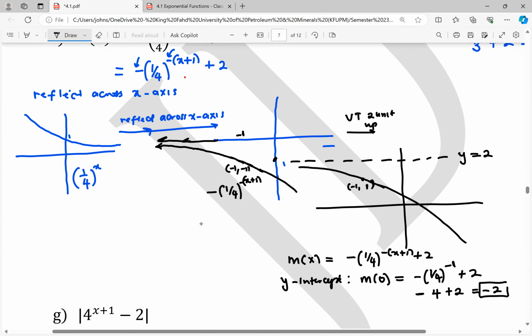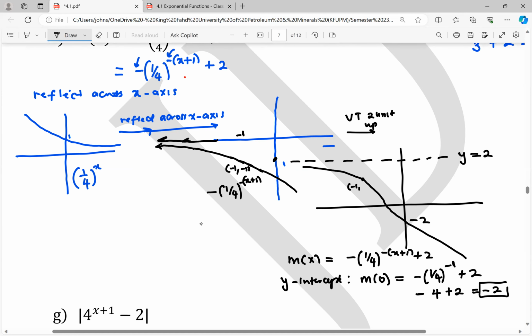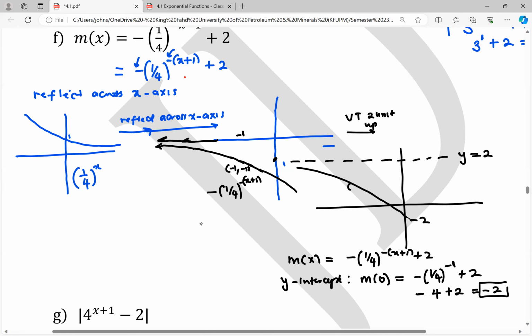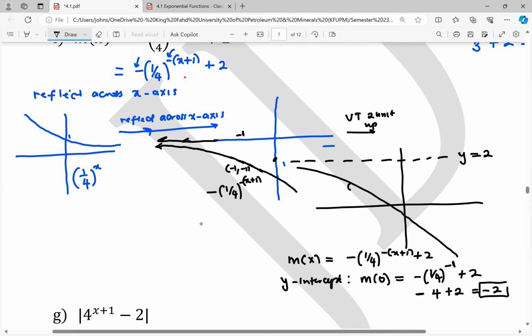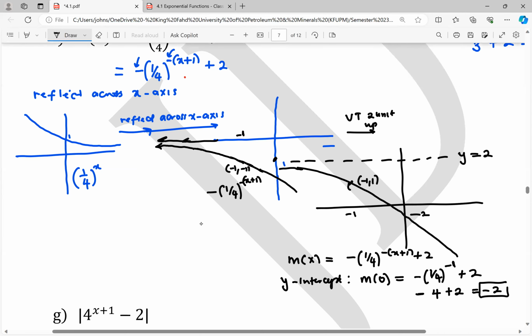So it means that this graph is not cutting here, but it's going to cut the negative axis. So you're going to cut at where? At minus 2 here. So this is our curve. The y-intercept is minus 2, and this will go here. All right, remember this point here is minus 1 and 1.